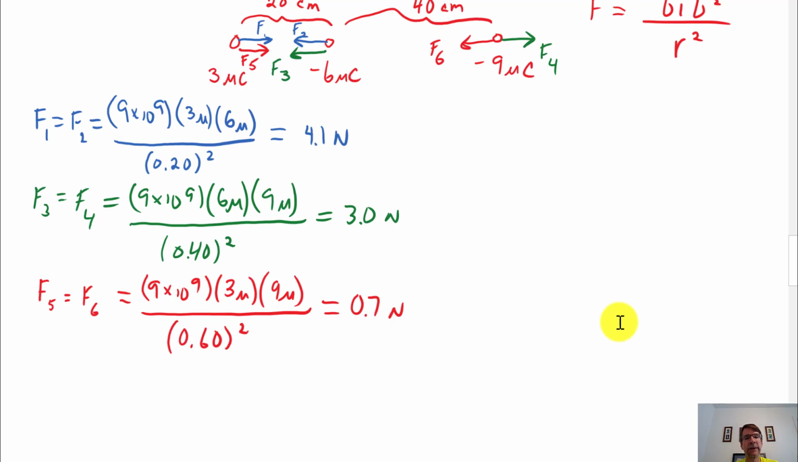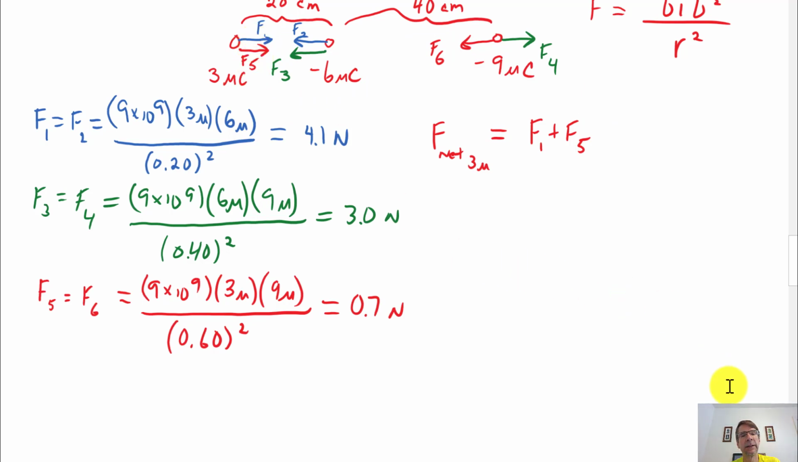For example now, I need to find the net force on the 3 microcoulomb charge. So I'm going to say F net for the 3 microcoulomb charge. Well, it's got 2 forces acting on it. F net is going to be F sub 1 plus F sub 5. How do I know it's the 1 and the 5? Well, I look at the diagram. It's being acted on by force 1 and force 5. So really all I have to do is add those.